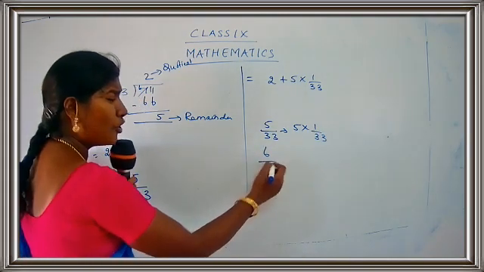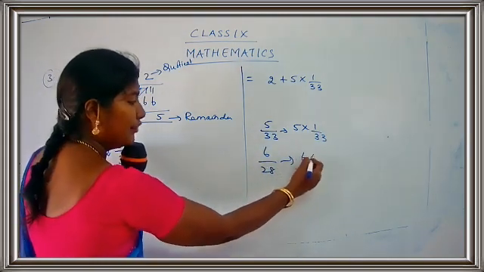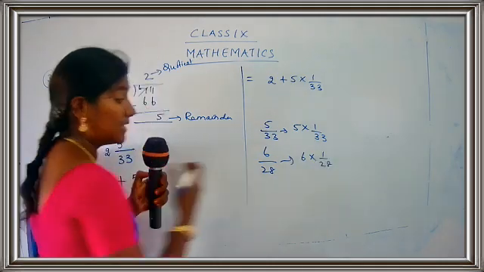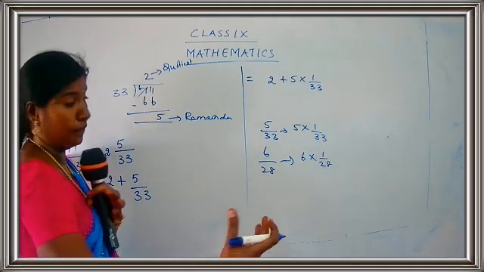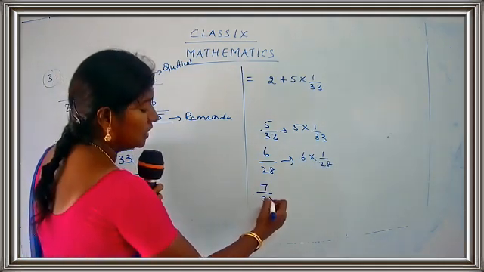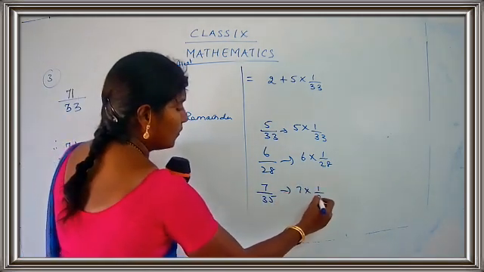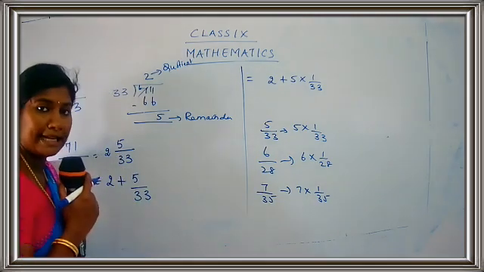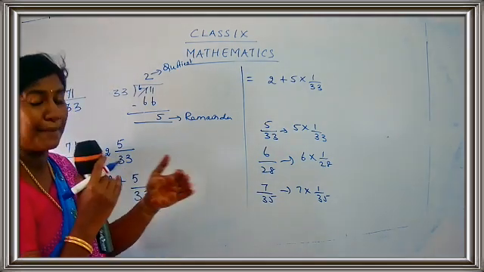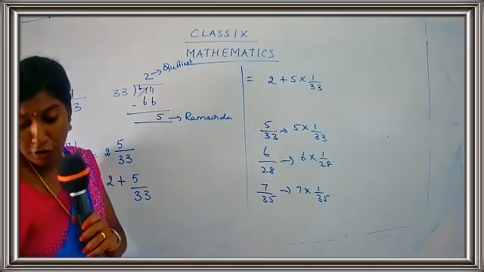How will you write 6 upon 28? 6 into 1 upon 28. Separating the numerator and the denominator. If you have 7 upon 35, how can you write this? As 7 into 1 upon 35. Getting my point, children? So this is a way of separating a numerator and a denominator.